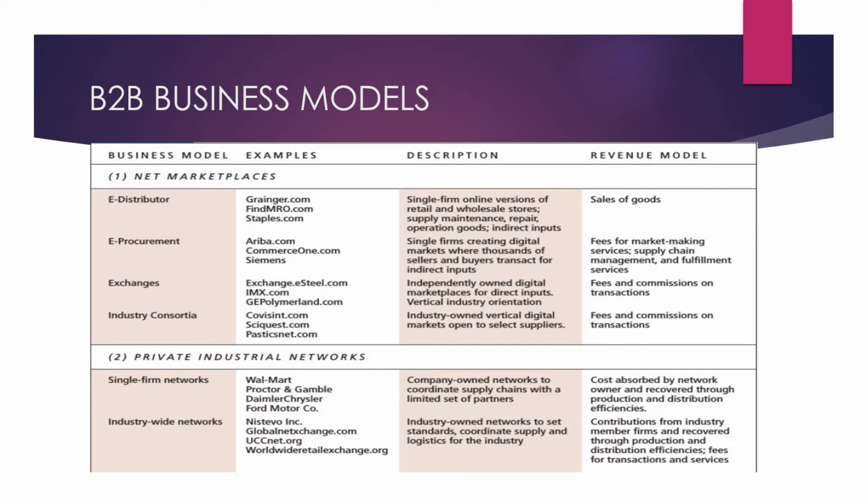Ito yung kanina discuss ko for the e-distributor, e-procurement, exchange, industry consortium, single firm networks, and industry-wide networks. For the e-distributor, the revenue model is the sales of goods. For the e-procurement, fees from market-making services, supply chain management, and fulfillment services. For the exchange, fees and commission on transactions. And for the industry consortium, fees and commission on transactions as well. For the single firm networks, costs are absorbed by the network owner and covered through production and distribution efficiencies, while for the industry-wide networks, contributions from industry member firms are recovered through production and distribution efficiencies, fees for transactions and services.